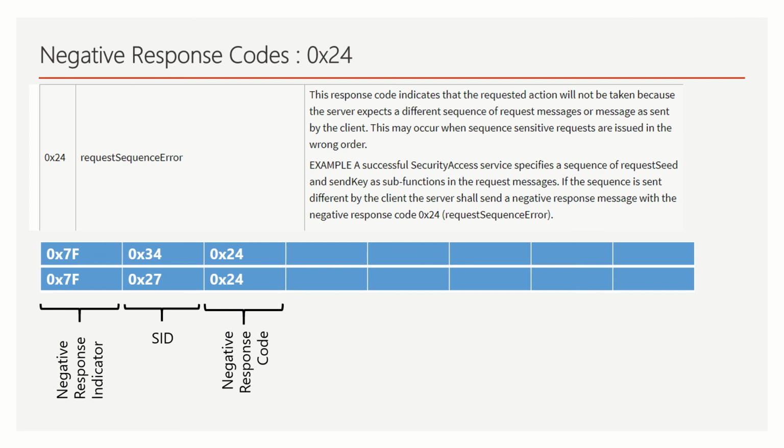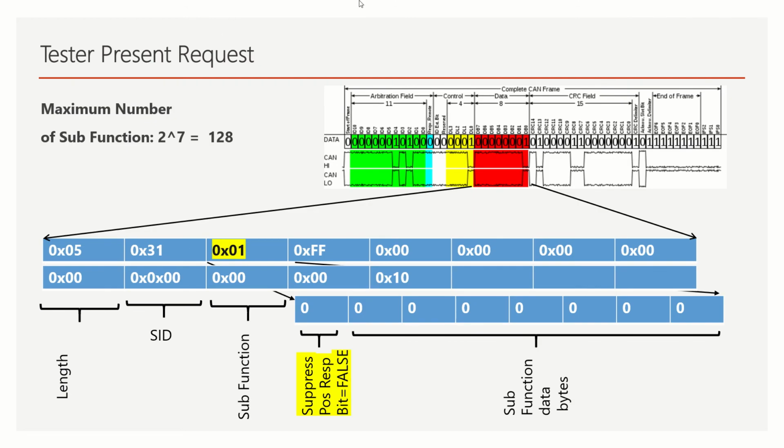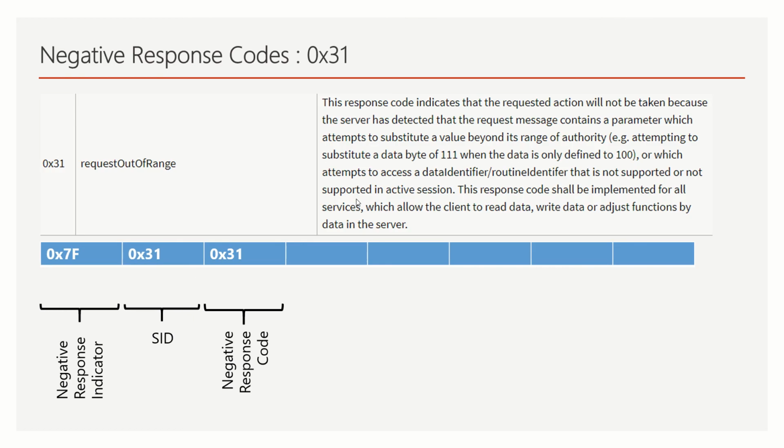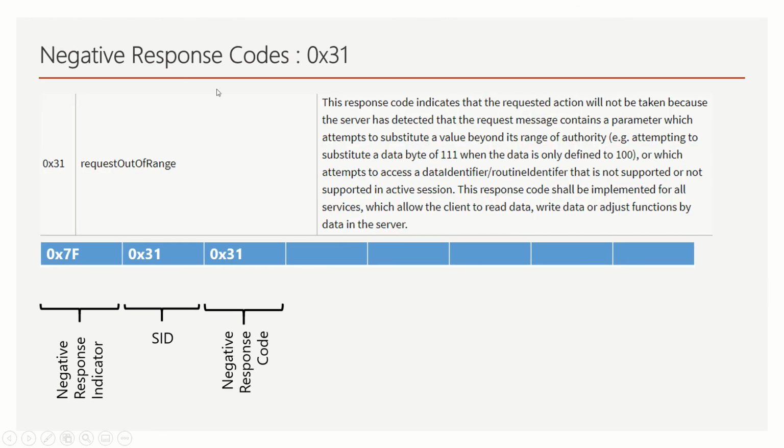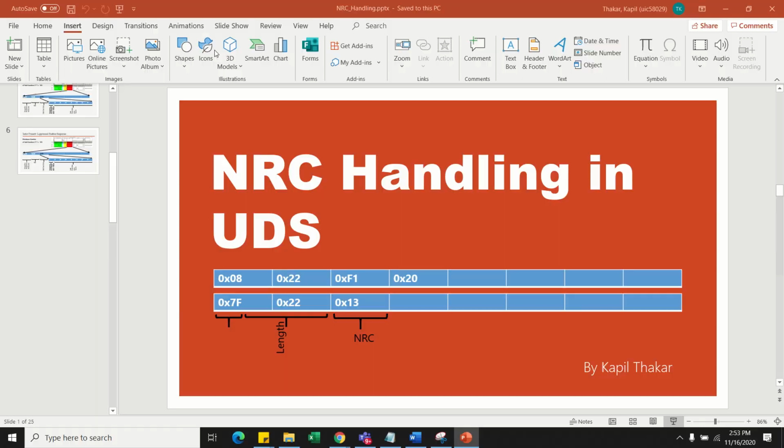Apart from this, now we will go to the next point. Next one is the NRC 31. Okay, so 31 is the request out of range error. For this, I will just remove this actually. So this one is not correct.